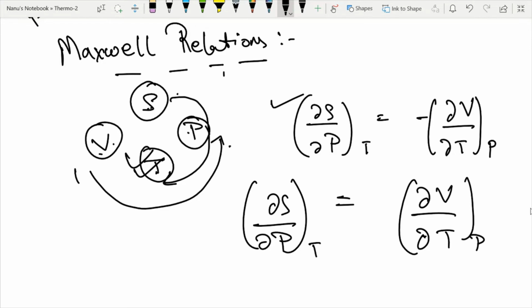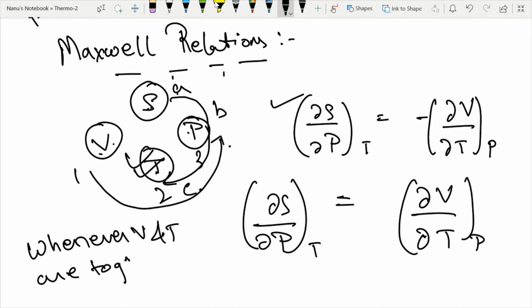So this is 1, 2, 3 when we are going on this side, and when we are going on this side, okay, just to avoid confusion, I'll write A, B, C, right? And the rule over here is whenever V and T are together, there will be a negative sign. V and T are together, so there will be a negative sign. Okay, I'm just finding out the other equations that are there, and I will be doing that using the same trick that I told you, right?